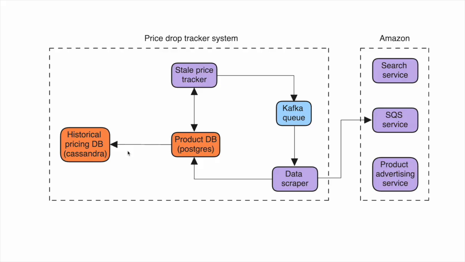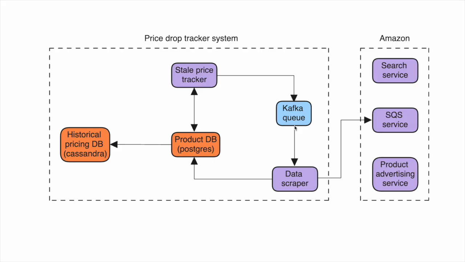The database trigger would likely be implemented using some sort of queue like Kafka. So every single change of price in our product database would trigger an event that would asynchronously be propagated to our historical pricing database implemented by Cassandra. And later on, this database would be serving the price timeline data to our customer.